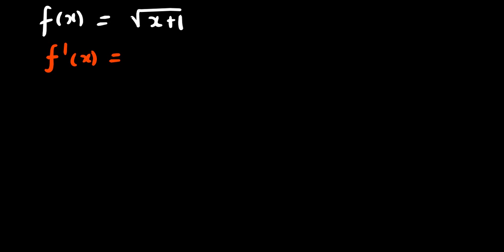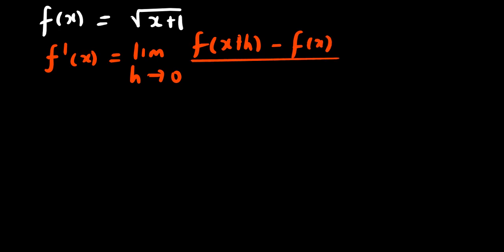Let's have another example. Let's say they've asked you to find the limit of, let's say, f of x is equal to the square root of x plus 1. Now this is a common potential exam question. So how are you going to find the limit? You're going to say f prime of x is equal to, you write your formula, the limit as h approaches 0 of f of x plus h minus f of x, everything over h. That is a 1 mark for you in the exam.